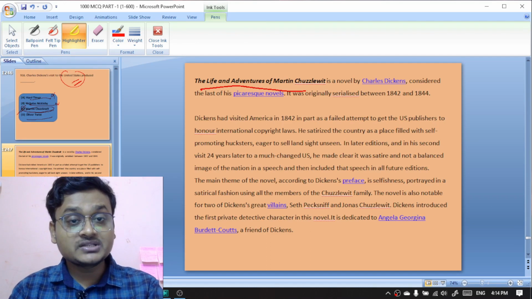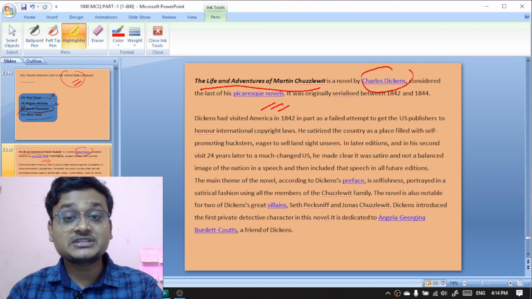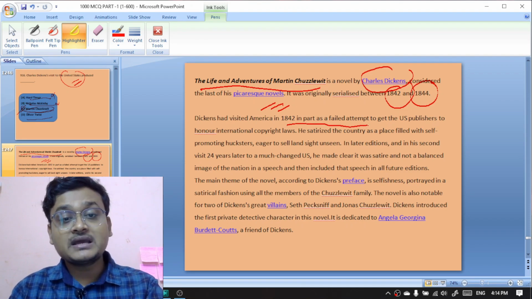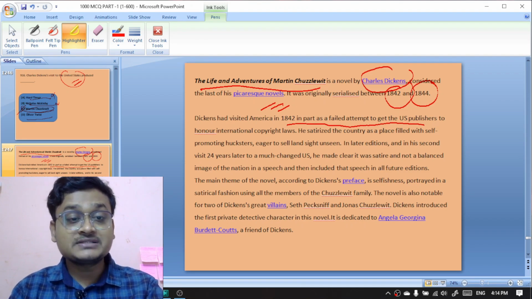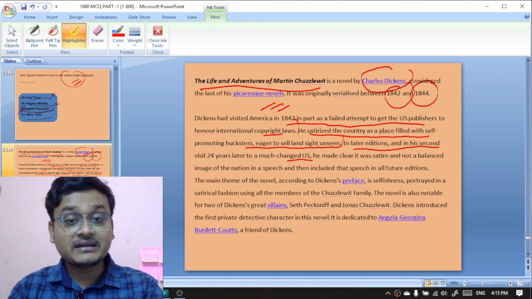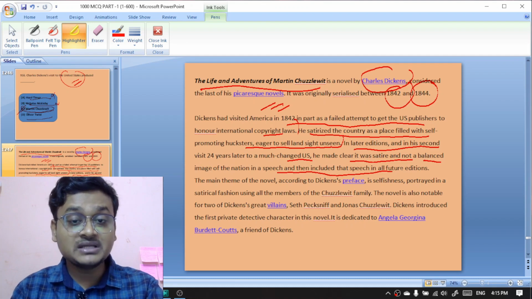Life and Adventures of Martin Chuzzlewit is a novel by Charles Dickens, considered the last of his picaresque novels, serialized between 1842 and 1844. Dickens had visited America in 1842, in part as a failed attempt to get US publishers to honor international copyright laws. He satirized the country as a place filled with self-promoting hucksters eager to sell land sight unseen. In a later edition, and on his second visit 24 years later, he made clear it was satire, not a balanced image of the nation, in a speech, and then included that speech in a future edition.